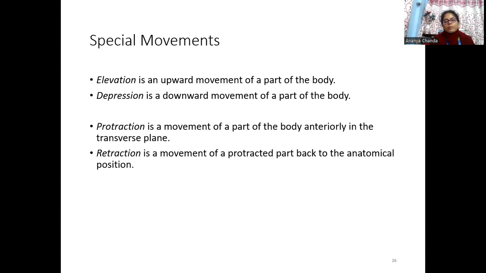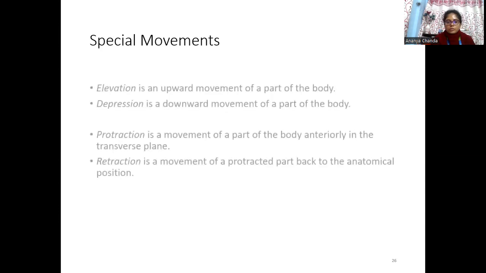Special types of movements are elevation, that is upward movement; depression, downward movement; protraction, that is movement of a part of the body anteriorly in the transverse plane; and retraction, the movement of the protracted part back to the anatomical position.